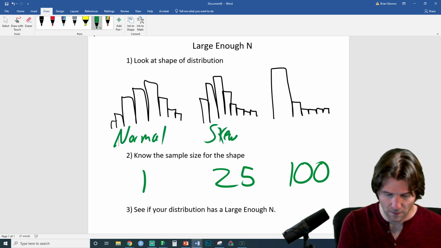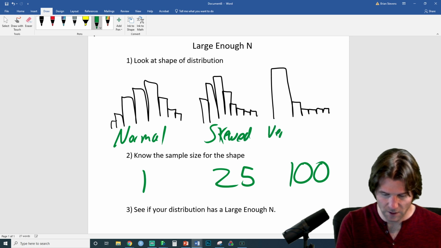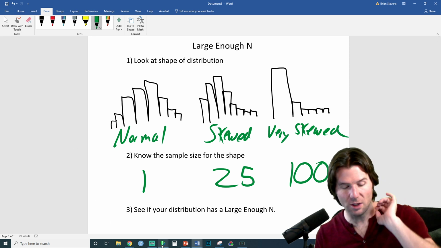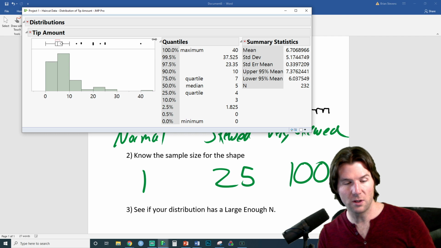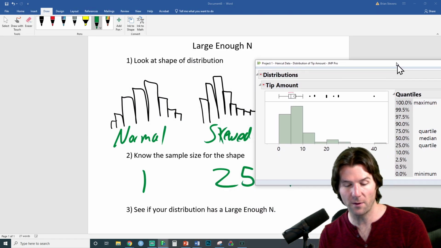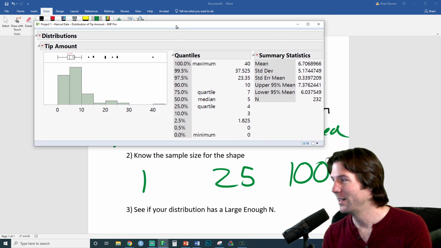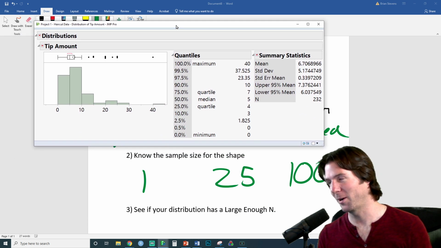Skewed. Very skewed. Okay, so everyone's saying it's very skewed in the chat. Nice job, chat, right there. Great job, Lindsay. So you notice it's very skewed. So we've identified a very skewed. Now you might say, is it very skewed or skewed? I don't know. Well, you'll see it doesn't really matter.